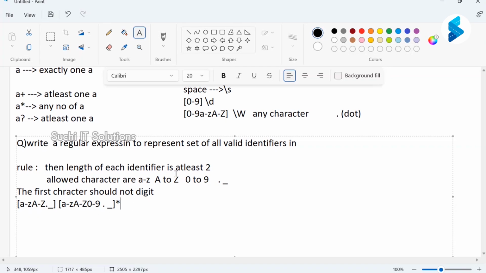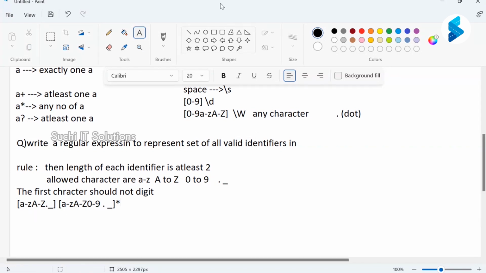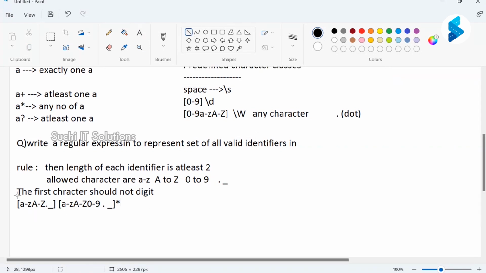But the length of each identifier is at least 2. The allowed characters are a to z, A to Z, 0 to 9. At least one of these characters should be allowed. That's what I wrote: a to z, underscore, dollar. I mentioned at least 2 characters here. Next, the star. The first character should not be a digit. That's what I have not mentioned here.